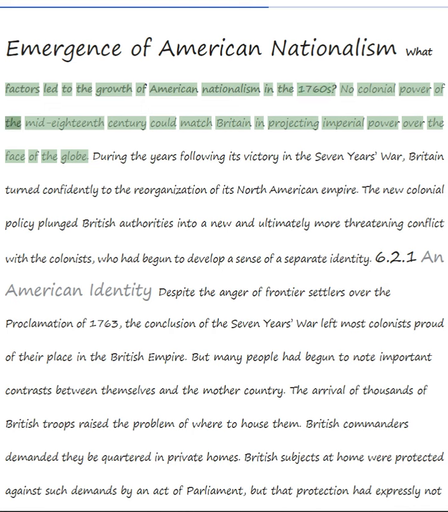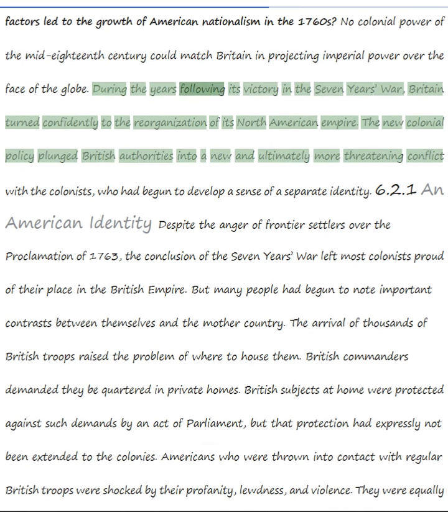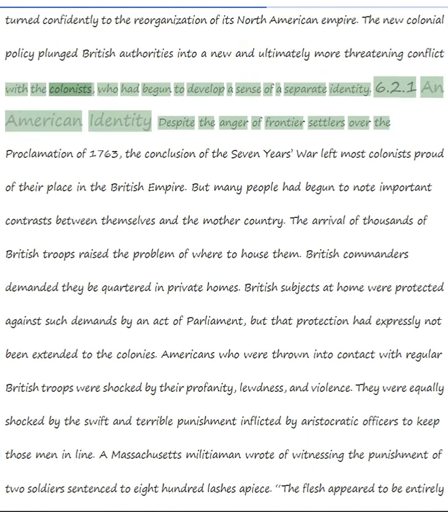No colonial power of the mid-18th century could match Britain in projecting imperial power over the face of the globe. During the years following its victory in the 7 Years' War, Britain turned confidently to the reorganization of its North American empire. The new colonial policy plunged British authorities into a new and ultimately more threatening conflict with the colonists, who had begun to develop a sense of a separate identity.